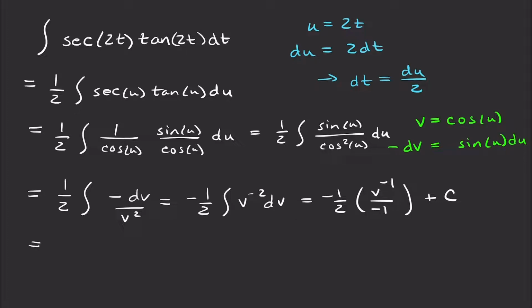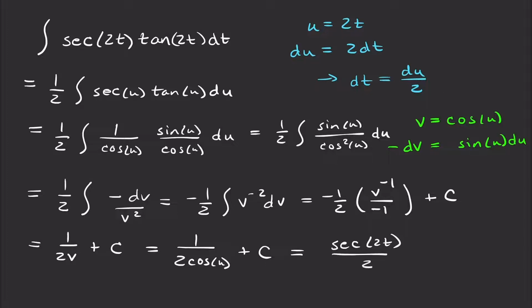And now we just need to rewrite this. So the minus and minus will cancel out. So this will be 1 over 2v. It'll come down since it's a negative exponent, plus c. And we need to go back and plug in our v. So this would be 1 over 2 cosine of u plus c. And now we need to do one final substitution. So before I do that, I'm going to rewrite 1 over cosine as just secant. And then I'm going to replace u with 2t, and that's going to be over 2 plus c.